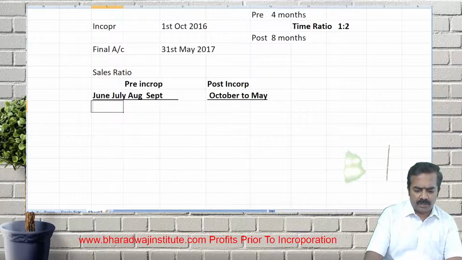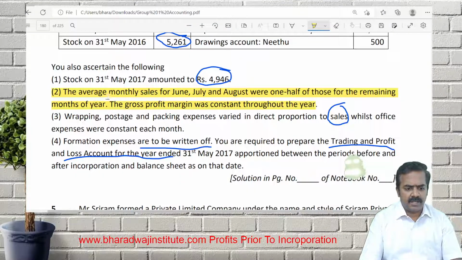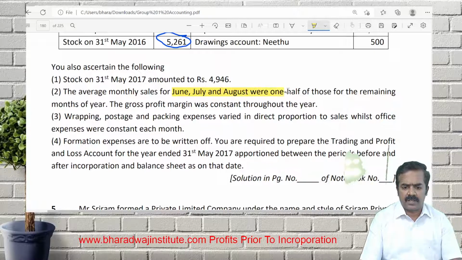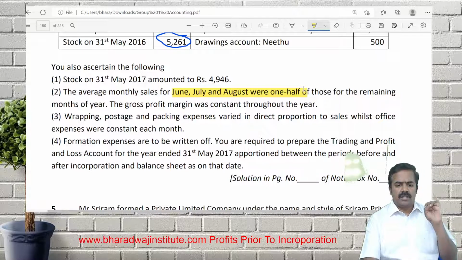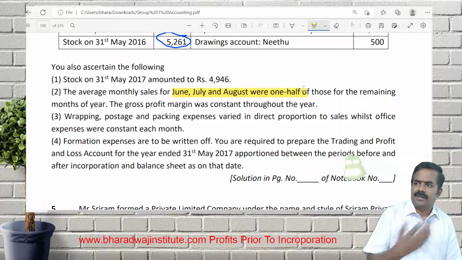What sales for June is given? We can take 0.5x. July also 0.5x, August also 0.5x, September month 1x. It is clearly given. It's clearly mentioned: average monthly sales for which period? June, July, August. The first 3 months were 1/2, that is 0.5x, 0.5x, 0.5x. Remaining months, it is going to be x per month.